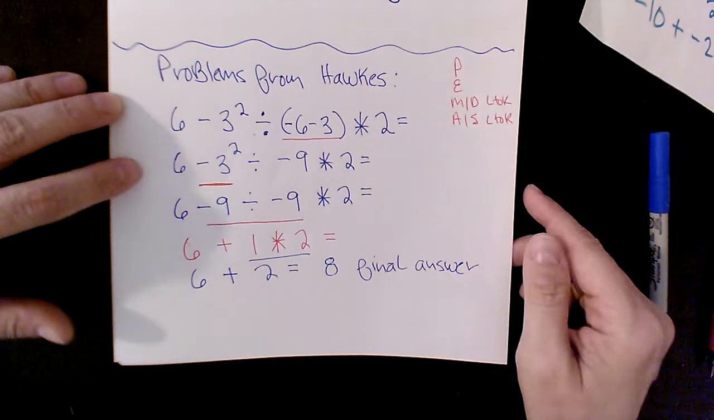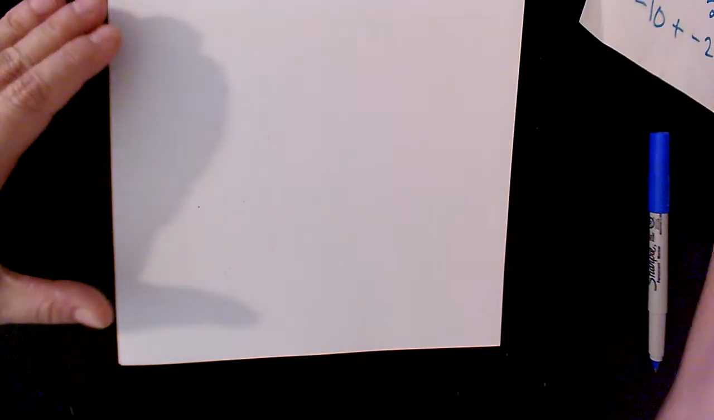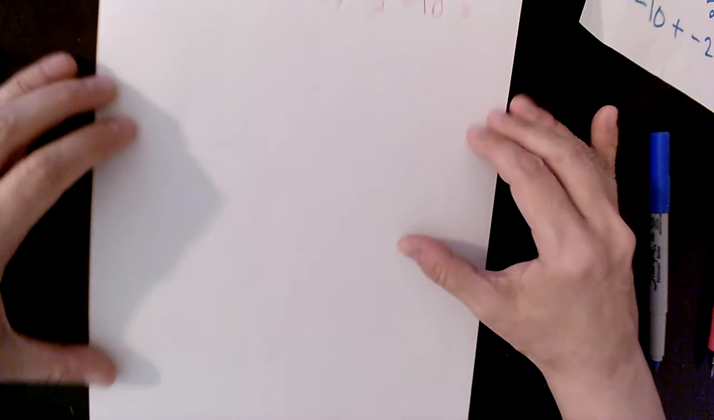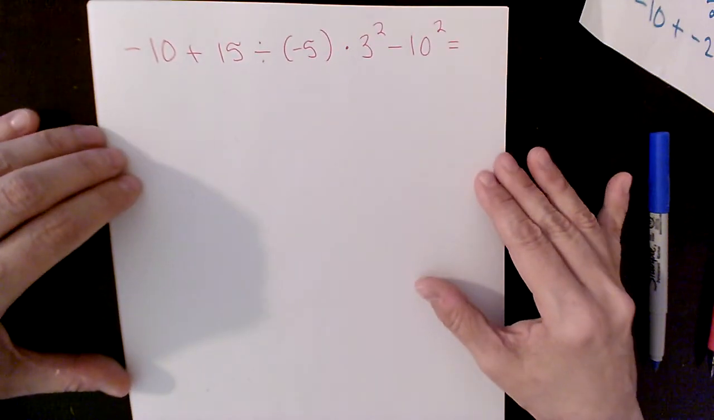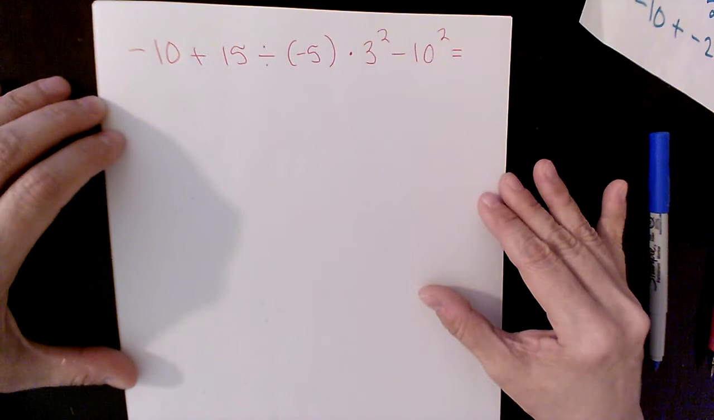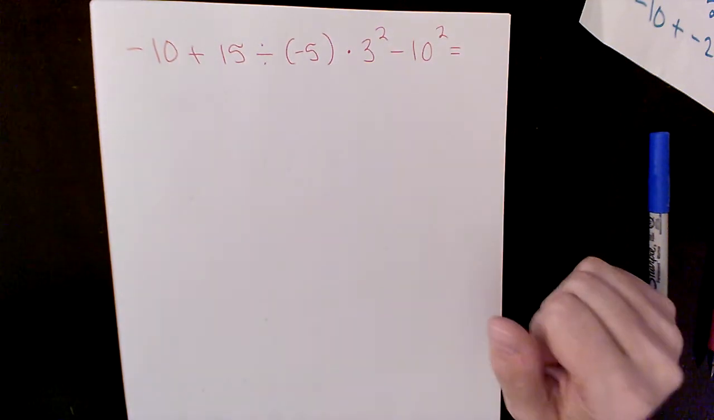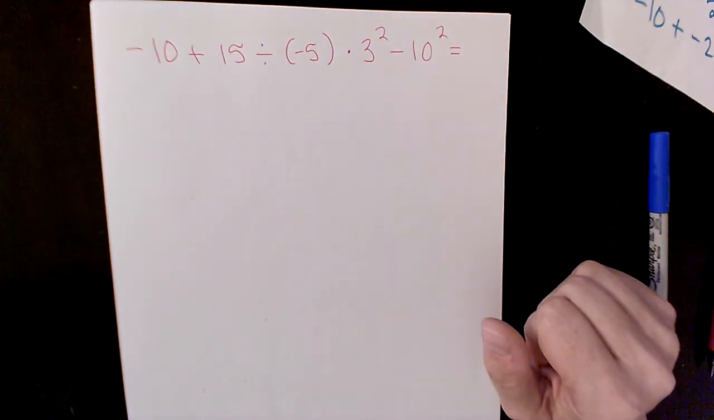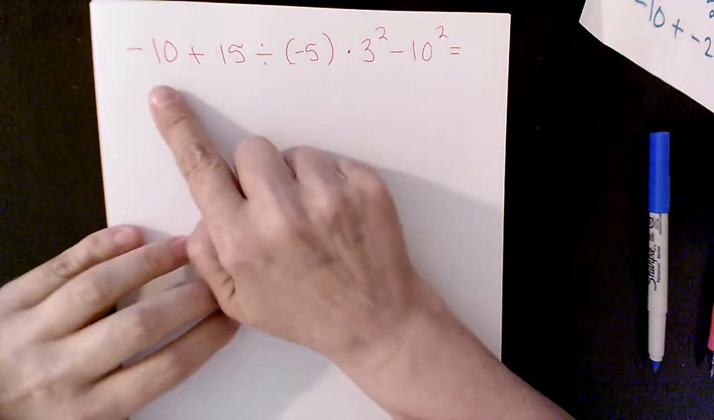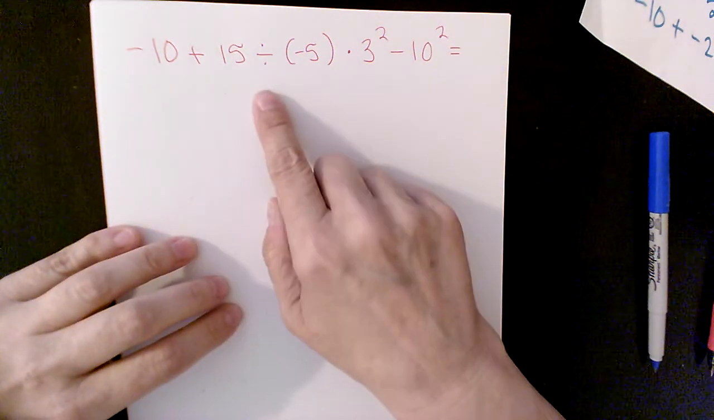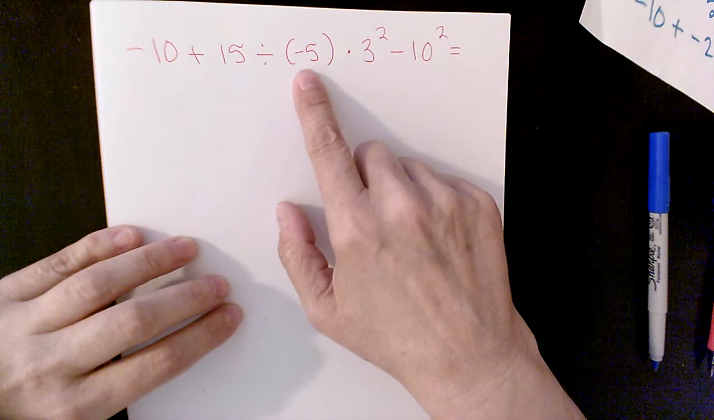Let's try a harder one that I had on Hawks. Look at this one. Okay, so I'd write that down. Negative 10 plus 15 divided by negative 5.